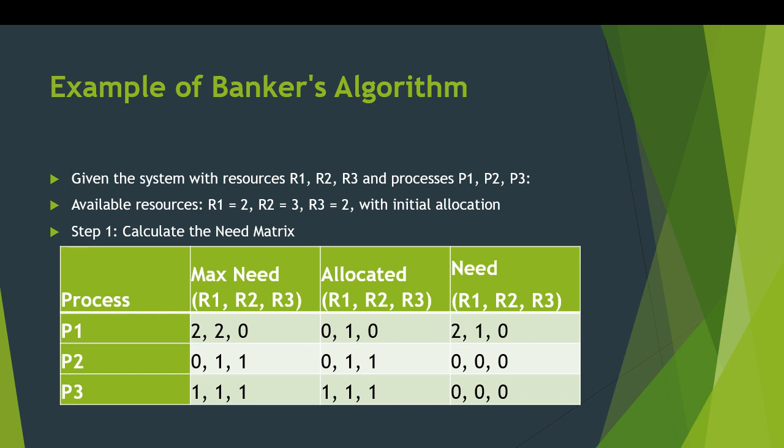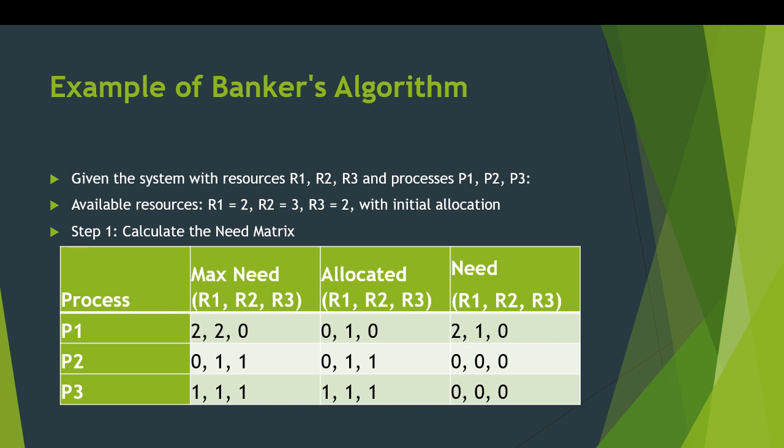Now we have to calculate the need matrix. So how do we calculate it? We just subtract the allocated from the maximum, and we get the need matrix. Now to calculate the safe state, the main idea is that if we, for example, allow a process to execute, there will be no deadlock. For example, if we allow P2 to execute, it will execute without creating a deadlock because all its resources are available.